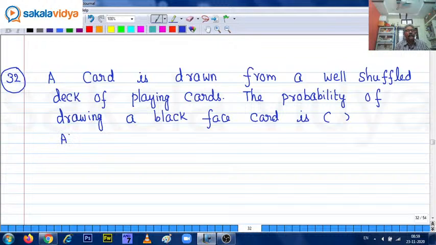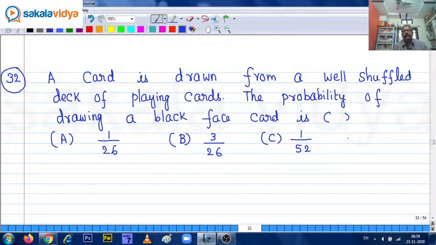Option A is 1 upon 26. Option B, 3 upon 26. Option C is 1 upon 52. Option D, 3 upon 52. Okay, the problems that are level 2 or level 3 I will discuss later. Those are available in the EAMCET section. You can go through them. Most of the critical problems have already been discussed.